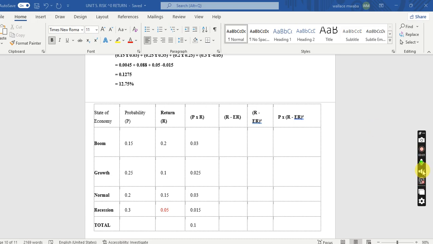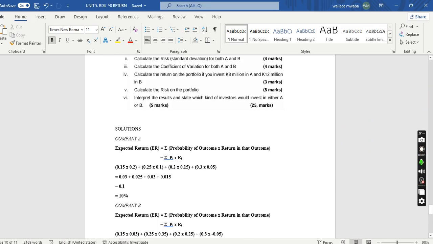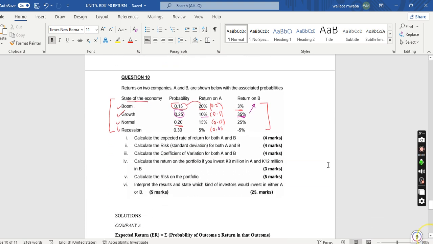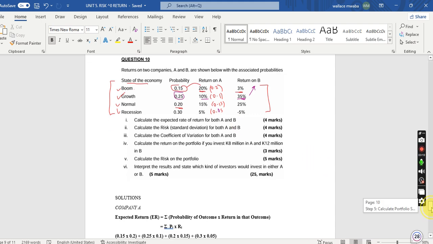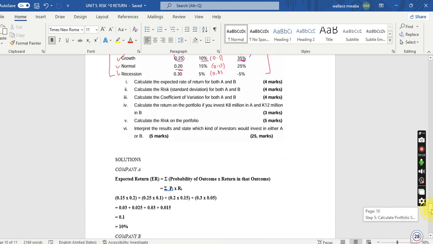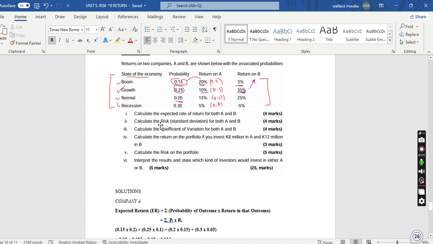We're still looking at this question here. Question 10. We've seen the returns of two companies, A and B, and we've calculated the expected return for both companies. Company A's expected return was 10%. Company B's expected return was 12.75%. Now we're going to part 2 of the question, where we calculate the risk, or the standard deviation.